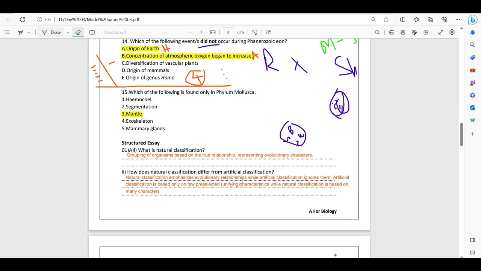If we eliminate the given answers, hemocoel, if you remember, in the circulatory system we have a diagram of an arthropod in the center with a hemocoel, so that's wrong because of that. The next one is segmentation. This was first present in annelids, so not a unique feature, not only found in Mollusca. Mantle is the thing that's unique to Mollusca, and exoskeleton is present in arthropods. Mammary glands are the unique feature of mammals.